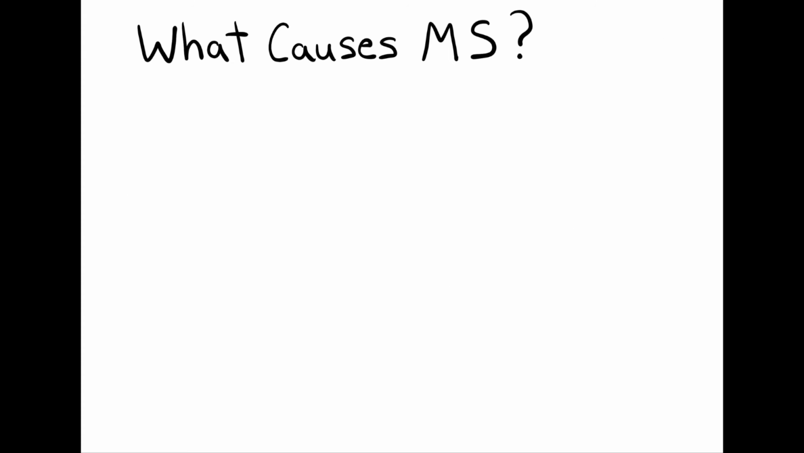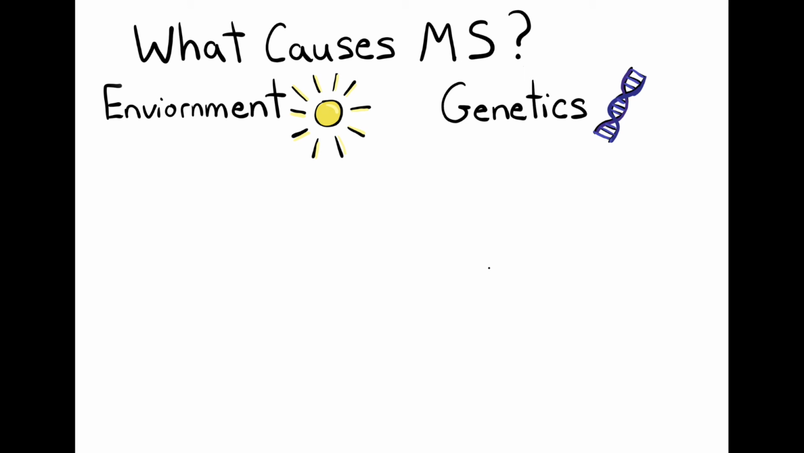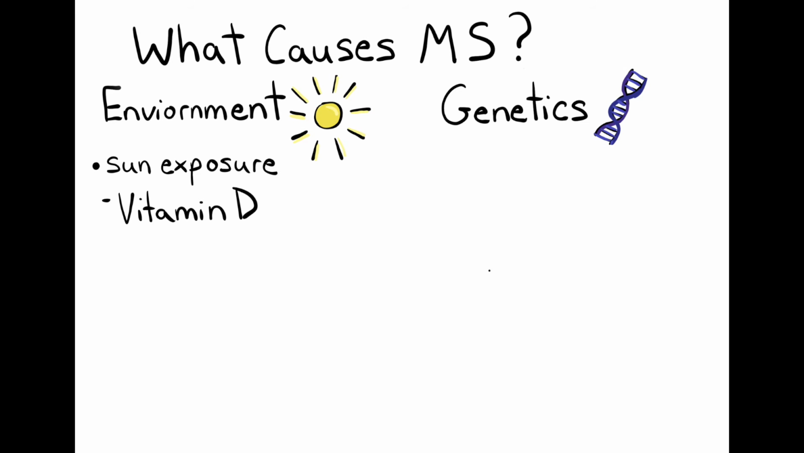The causes of multiple sclerosis are unknown, but research indicates that there are both environmental and genetic factors. Sun exposure may explain the north-south distribution of MS, because those who live closer to the equator are exposed to greater amounts of sunlight and have naturally higher levels of vitamin D. And vitamin D is thought to support the immune system and may help protect against immune-mediated diseases.